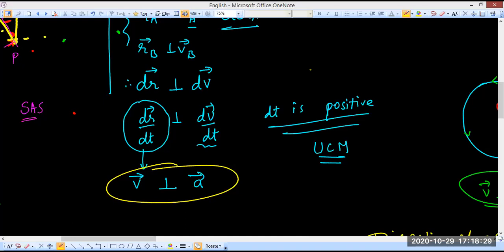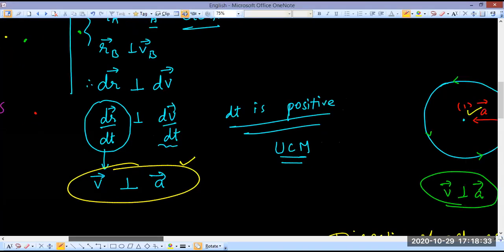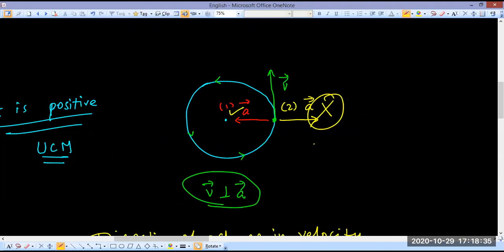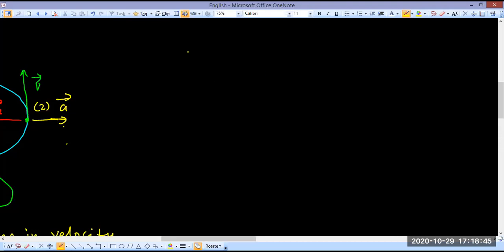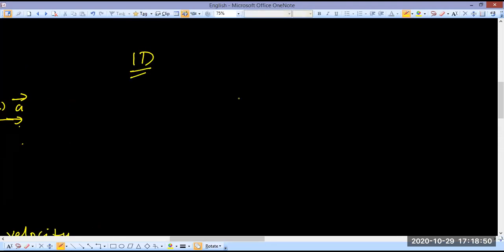So one thing is quite clear, that velocity should be perpendicular to acceleration. Right? So either one or two. We only have two choices. Right? Either one or two. Okay. Let's explain it a bit like 1D. Right?